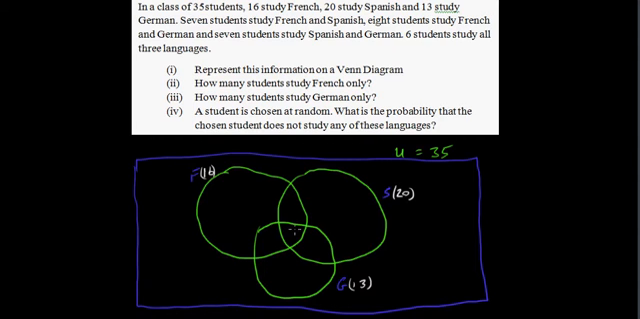6 students study all 3 languages. This area here is where the 6 will go. This is where the 3 circles overlap. So this is where the 6 students who study all 3 languages will go. Now, go back and read the question again.